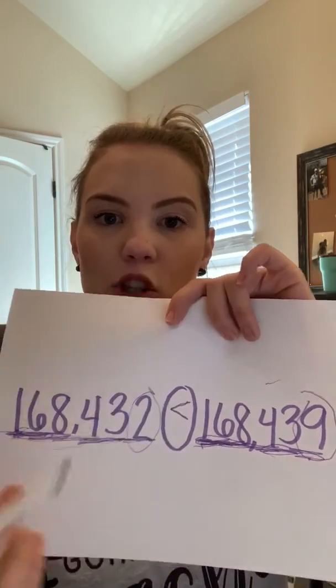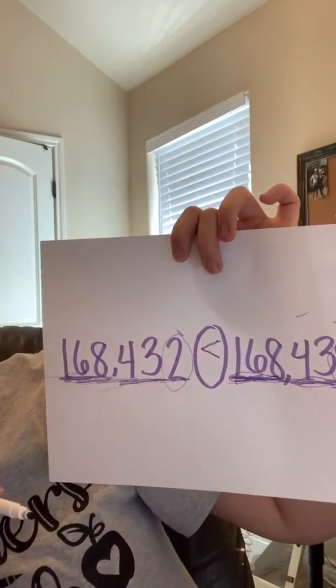Stop. Here I have that 2 in the ones place, and here I have the 9 in the ones place. Which one's greater, right? That 9 ones is greater than 2 ones, so we need the open side pointing to this number. So in the end, ours reads 168,432 is less than 168,439. You could also read it backwards, which we did practice in class. You could read it as 168,439 is greater than 168,432.